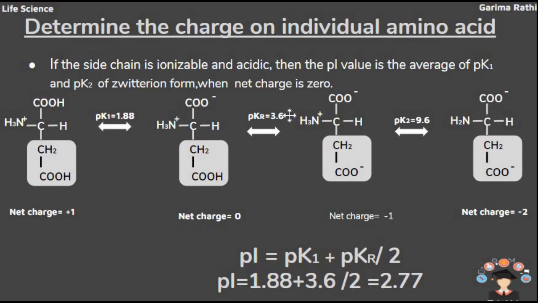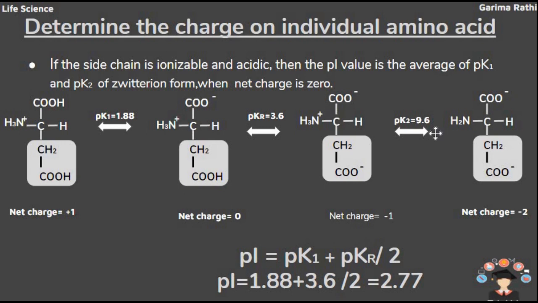On proceeding further with the titration, reaching the pH value of 3.8, the deprotonation of the R carboxylic group gets started. So now what will be the net charge? There are -1 and -1, equal to -2, and +1 on the amino group. So what will be the net charge? It is equal to -1.